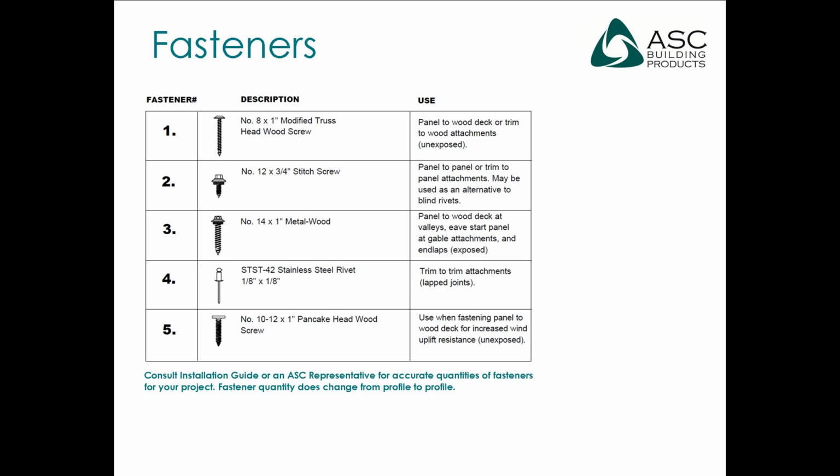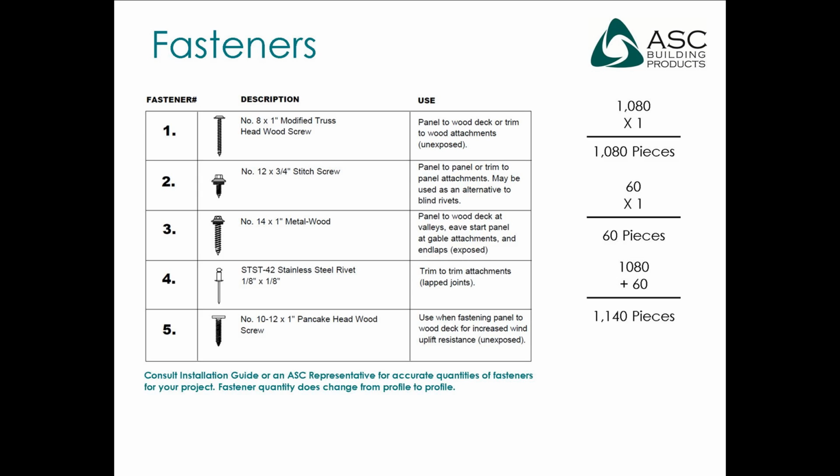1 screw for every 1 foot of job. For instance, in our example, we had 1,080 linear feet of panel. That means we need 1,080 screws to complete the job. We also had 60 feet of eave. Therefore, we need 60 more fasteners to install the eave.